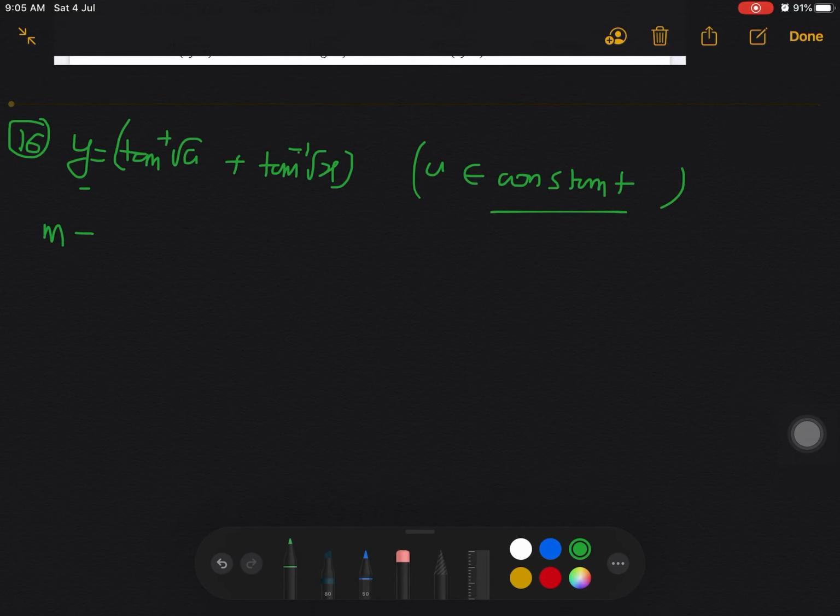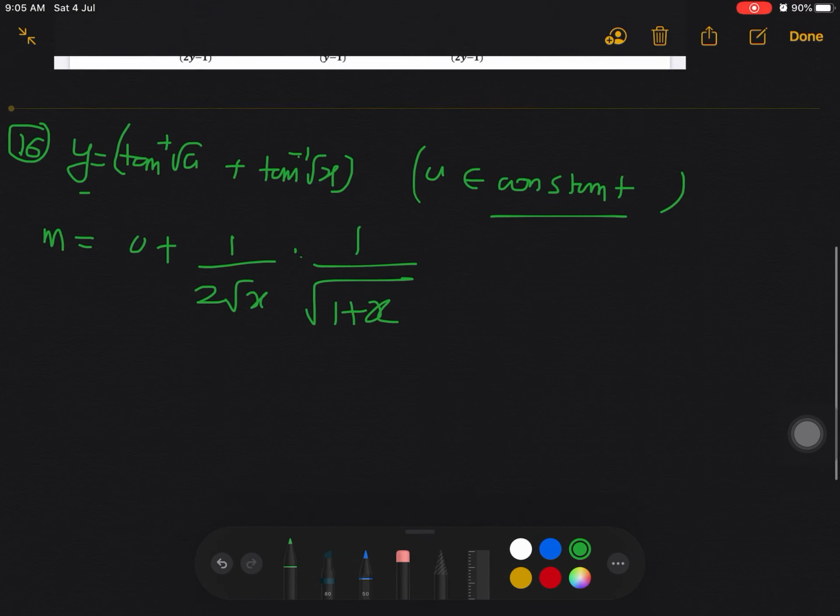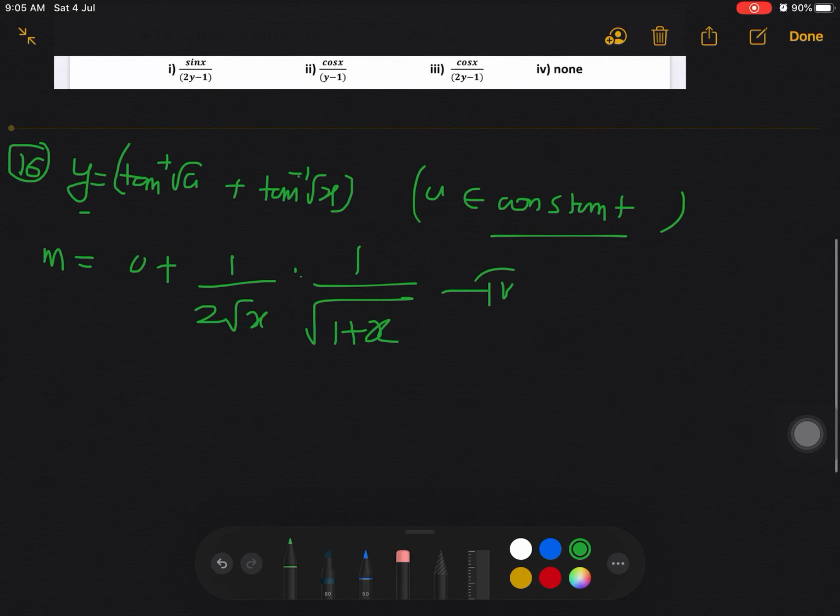So the slope m is given to be the tan inverse A, which is 0, plus the derivative of tan inverse root x. We can use the chain rule, it is 1 by 2 root x into 1 by root over 1 plus x. So it is given in option number 4 as the sensible option to this very question.